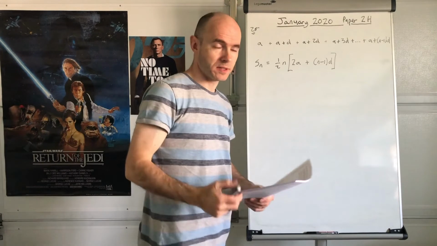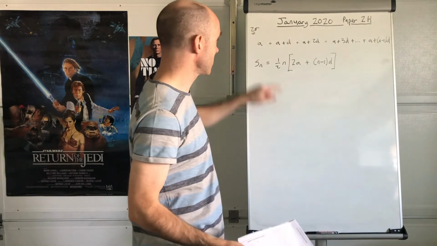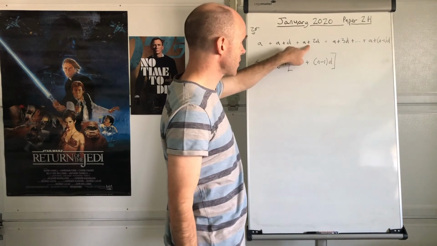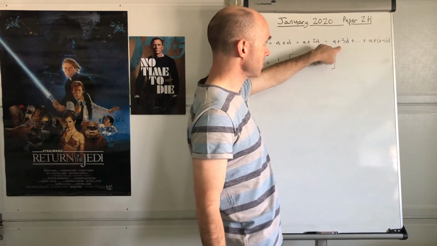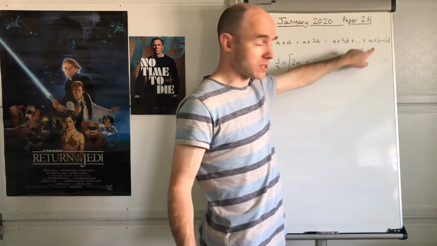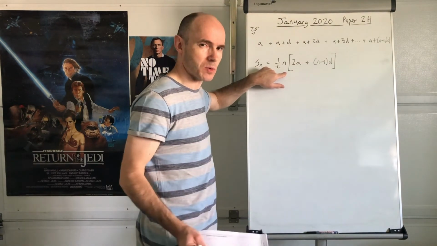Question 25. Do you remember this? This was the sum of an arithmetic series. So the first term is a, second term a plus d, third term a plus 2d, fourth term a plus 3d, etc. Nth term a plus n minus 1 d. And the total sum is this. That's what you've got in your formula sheet. You'll see it again when you do A-level maths.